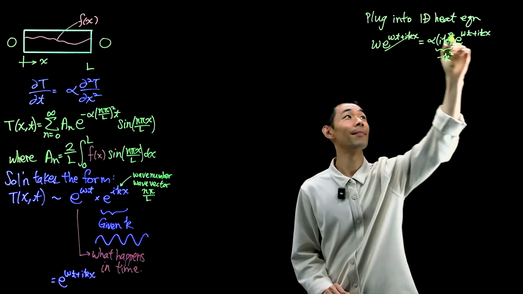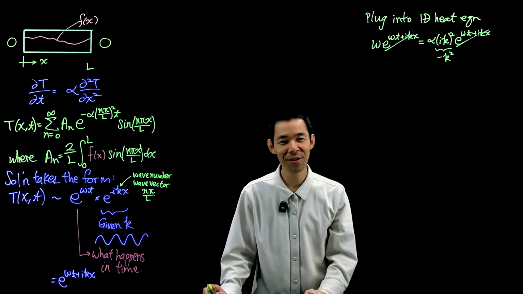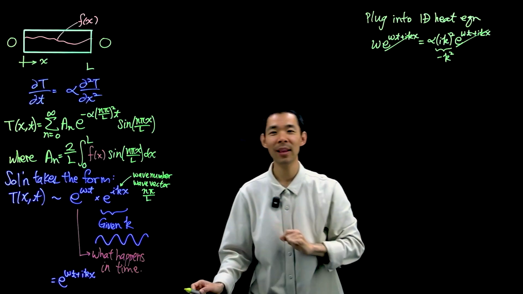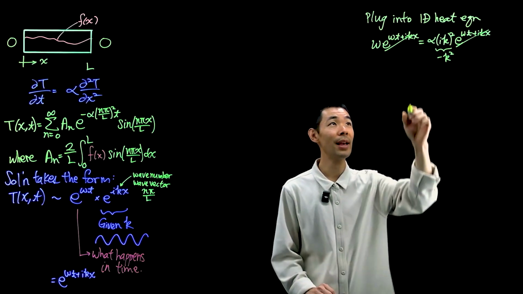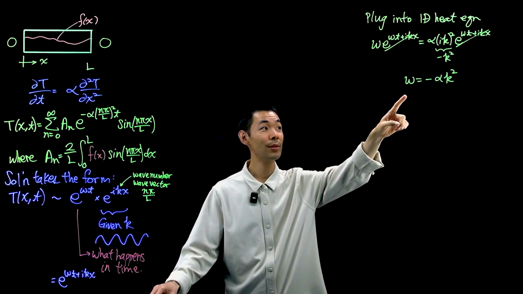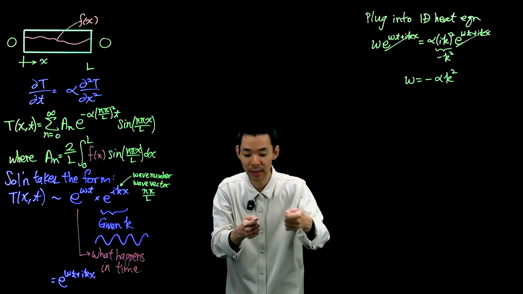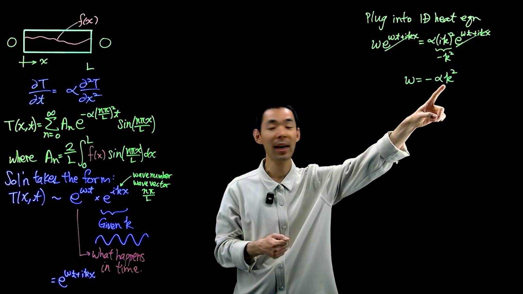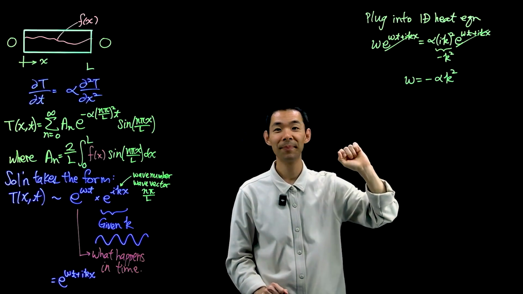Furthermore, the exponential term cancels on both sides, and we get a relationship between omega, this prefactor in front of the exponential in time, and k. For this particular case, it just looks like that. Omega is equal to -alpha, alpha, again, is a thermal diffusivity. It tells you how conductive the material is to heat and energy transport, times k, which is the wave number, that's the frequency, squared.